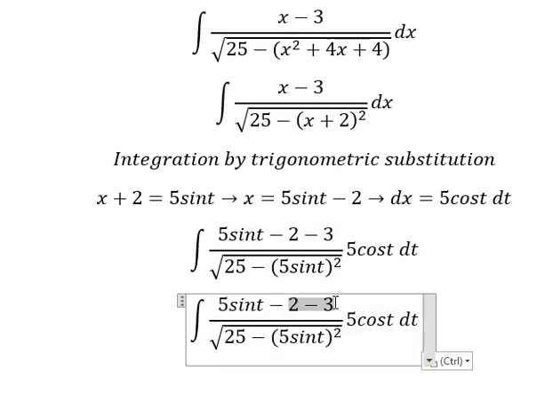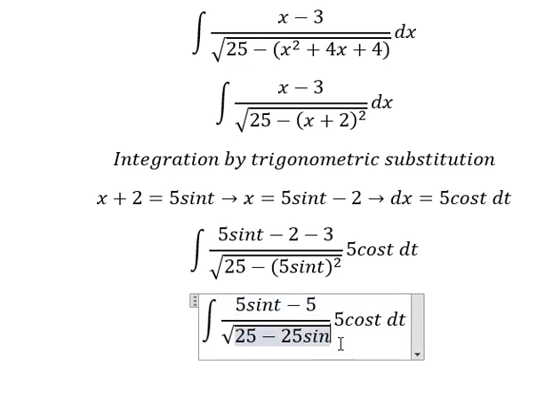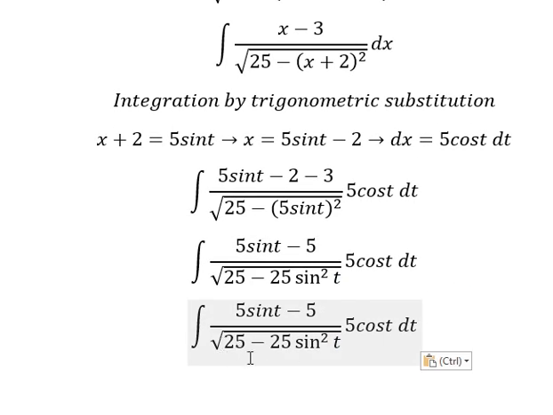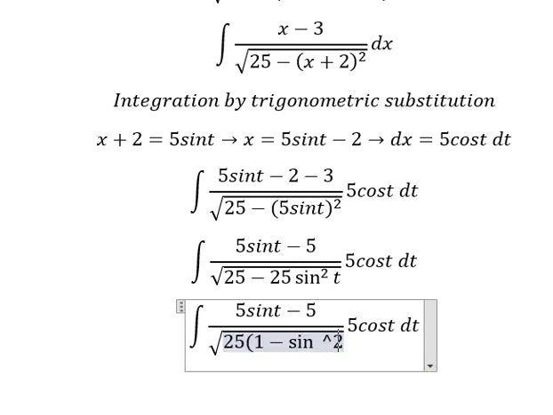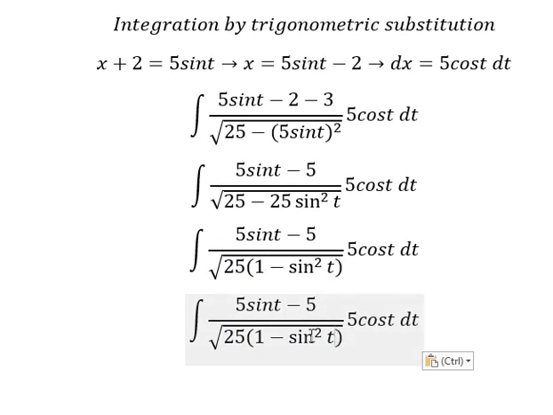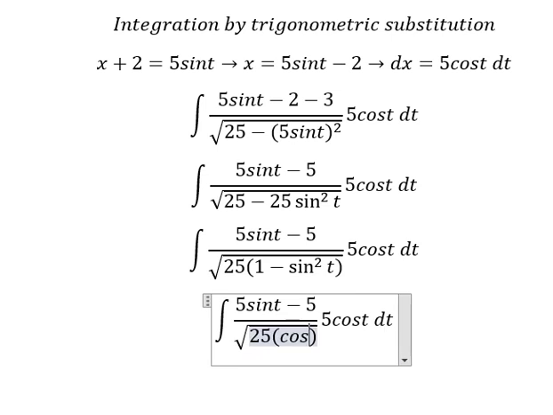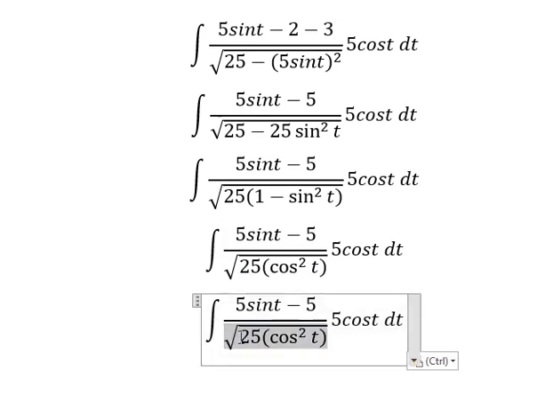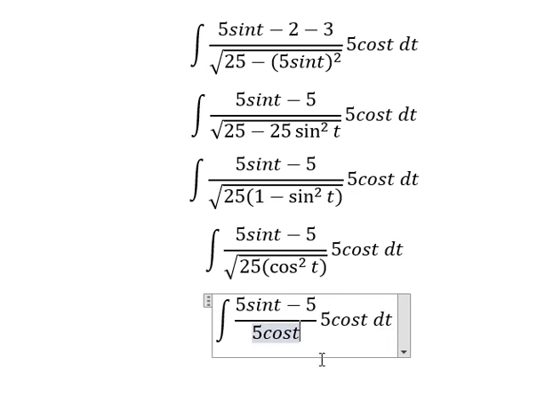This one we have negative number 5. This one we have 25 sine t square. So number 25, we can do factorization. This one is about cosine t square. And this one we have number 5 cosine t.